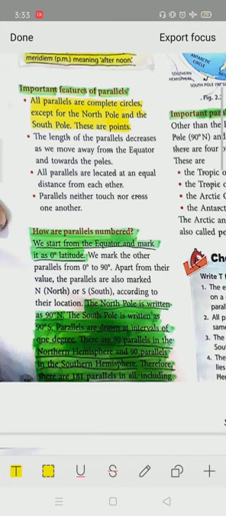The North Pole is written as 90 degrees north. The South Pole is written as 90 degrees south. Parallels are drawn at intervals of 1 degree. मतलब 1 degree का गैप होता है. जैसे 1 डिग्री, 2 डिग्री, ऐसे 1.5 डिग्री नहीं होगा. 1, 2, 3, 4 and so on.